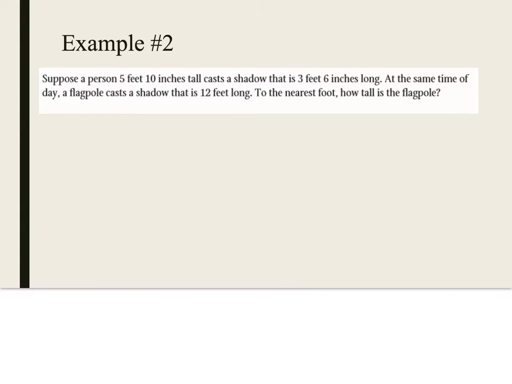Example 2. The best part about the geometry unit is drawing the pictures, unless you're me and you draw really badly. So we've got this person standing here in the sun, and they make a shadow on the ground. So that's kind of their head, and there's the shadow. The sun is shining from up here.